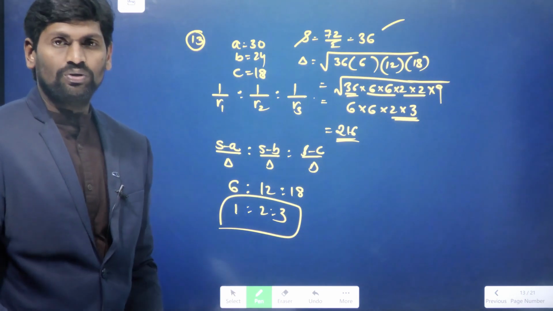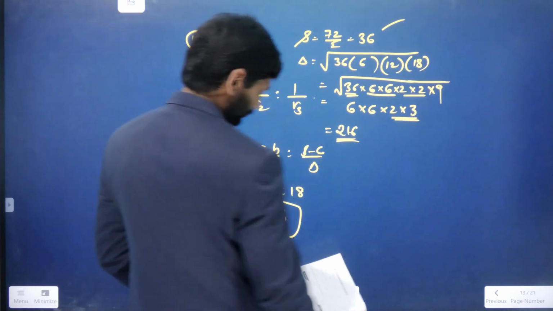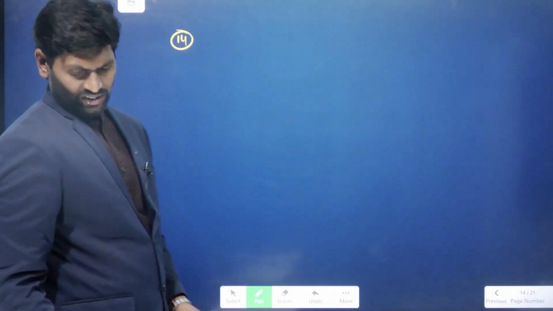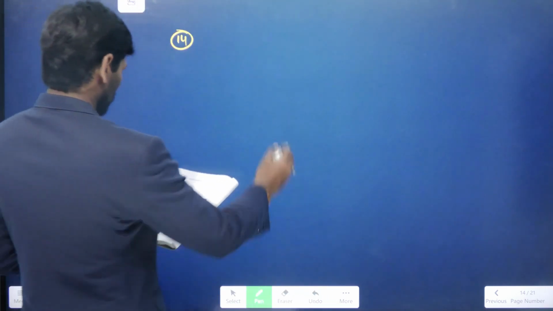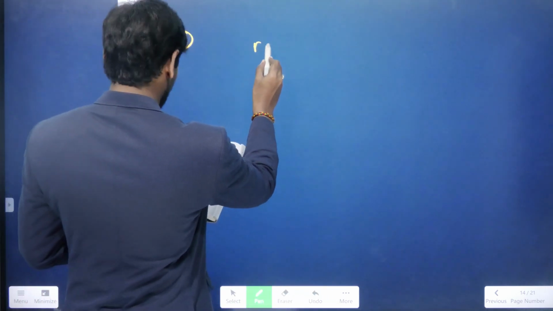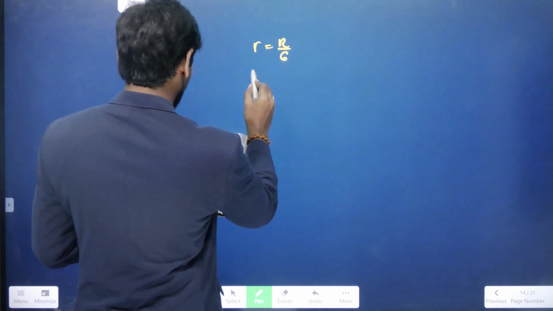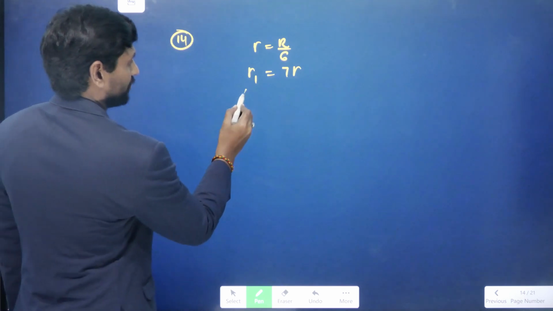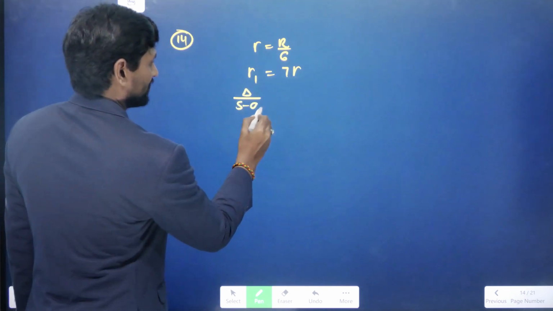Okay, let us go to problem number 14. In triangle ABC, r is equal to capital R by 6, r1 is equal to 7R, then find the measure of angle A. So it is given that r is equal to capital R by small r and r1 is equal to 7 into R. Let us try to apply the formula delta into S minus A.